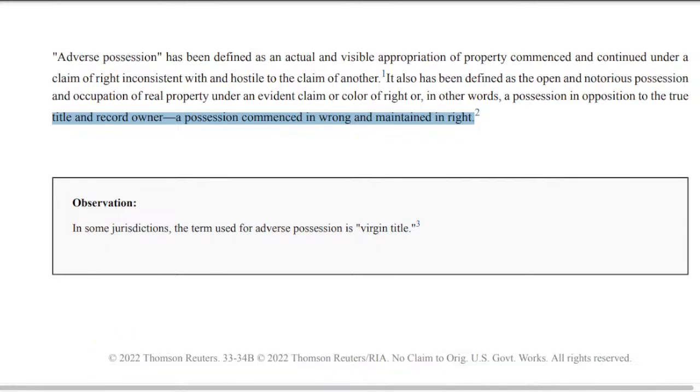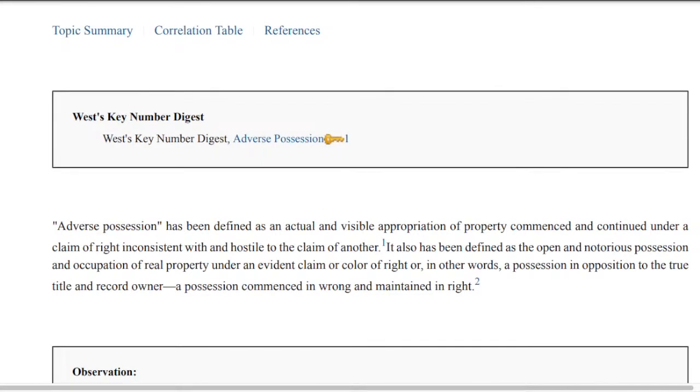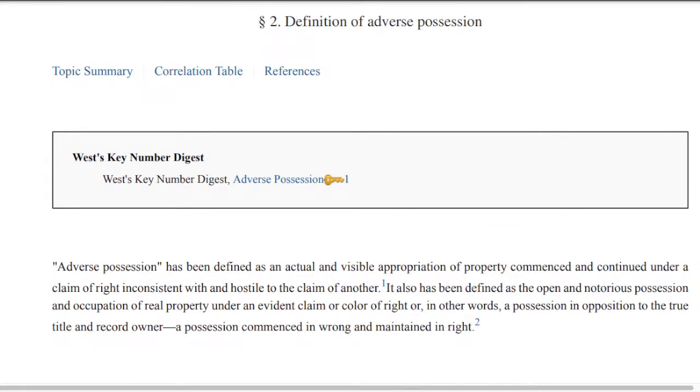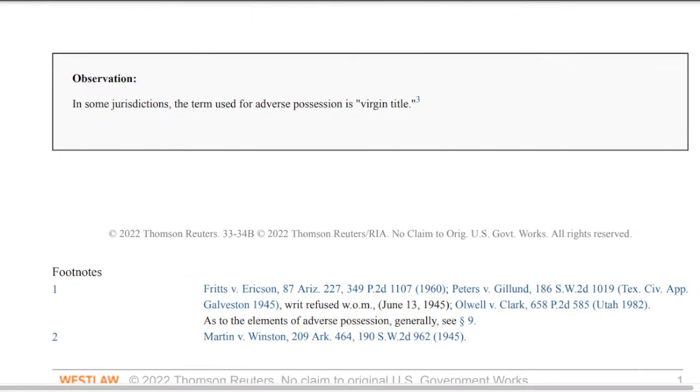Okay, so we have a possession commenced in wrong and maintained in right. Observation: in some jurisdictions, the term for adverse possession is virgin title. So we got some interesting concepts. Let's see what number 1 was. One was this: under a claim of right inconsistent with and hostile to the claim of another. That's footnote 1. 1960, that looks like Arizona, and 1945, Texas. Writ refused.